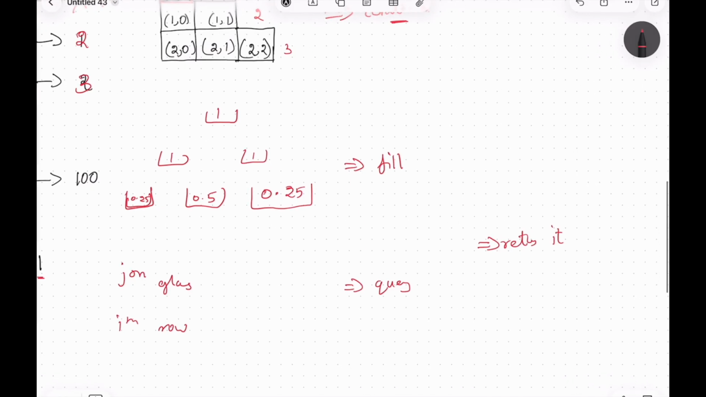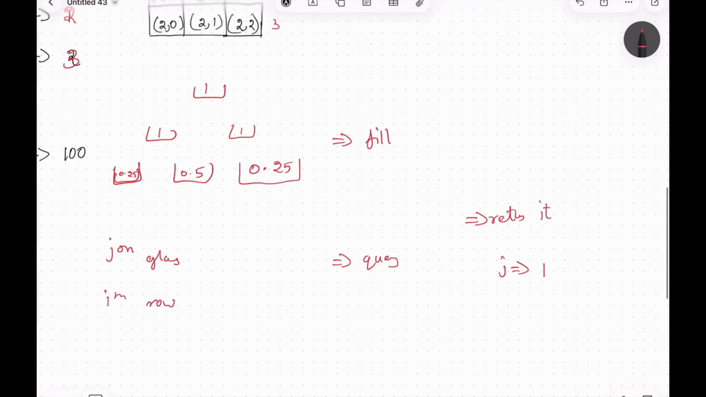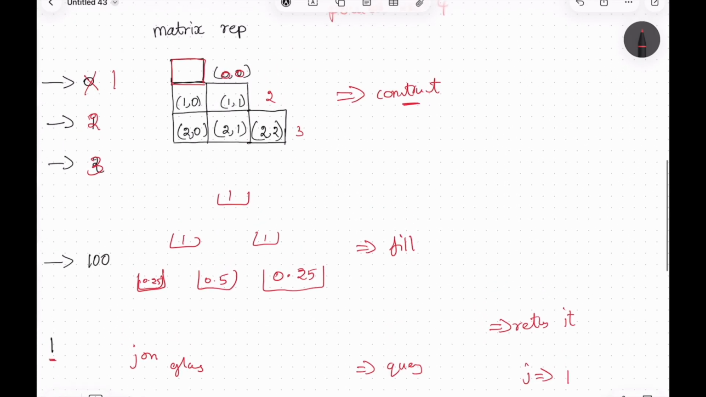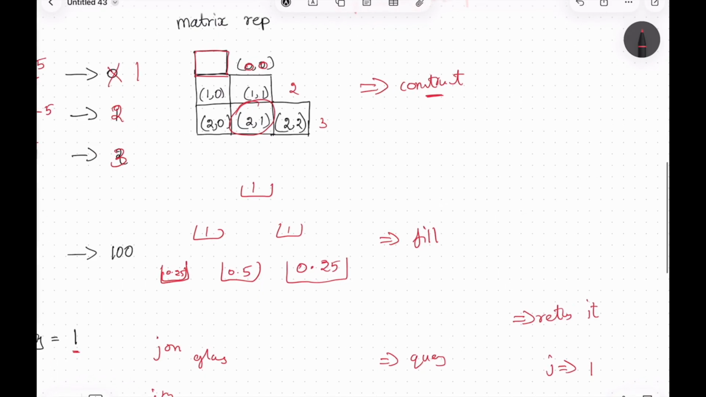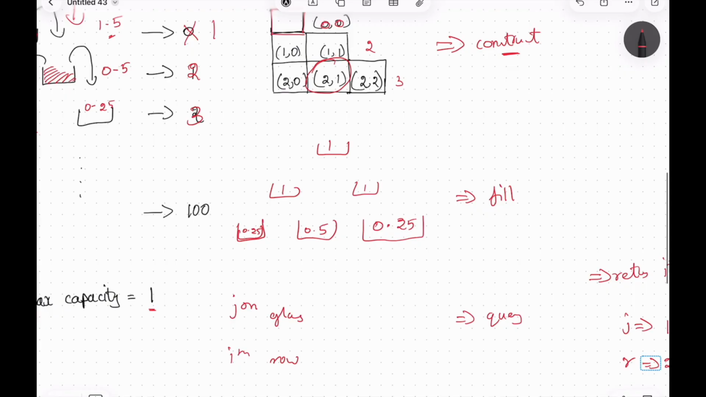For example, the glass can be 2 of 2, or the glass can be 1, and the row can be 2, right? So in that case, this will be the answer which you will fetch and return. So this is how the simulation works. So this is how we are going to solve this problem as well. So with this idea, let us go ahead and code this up.